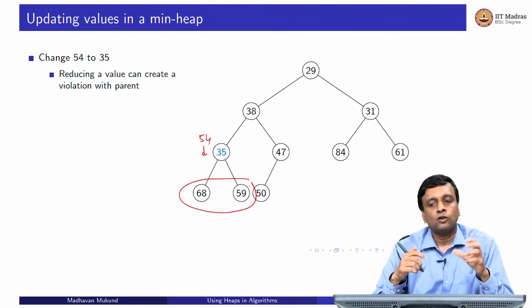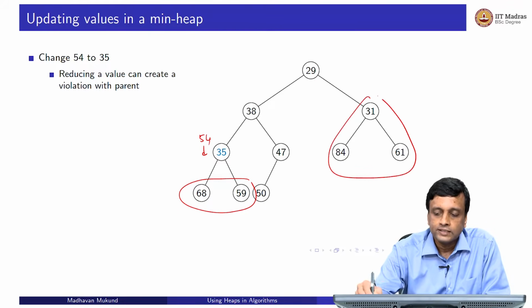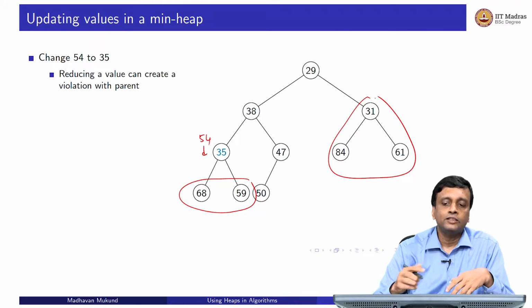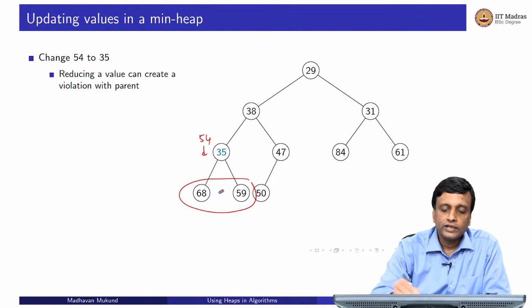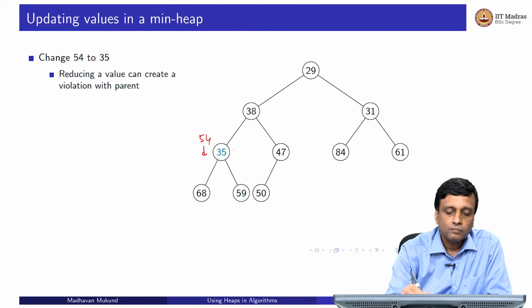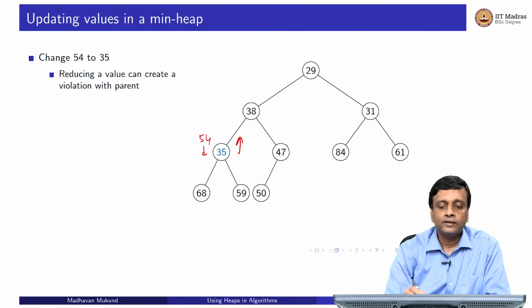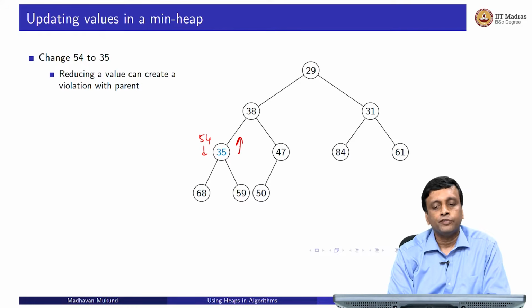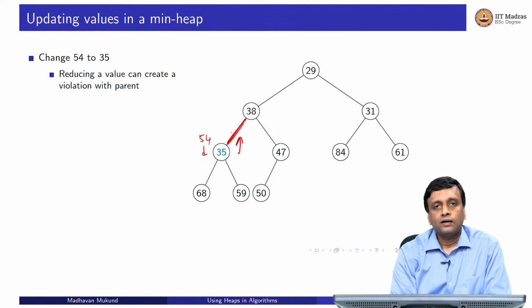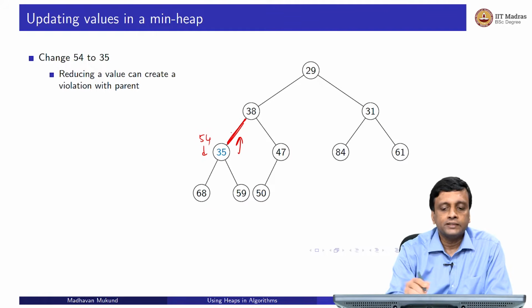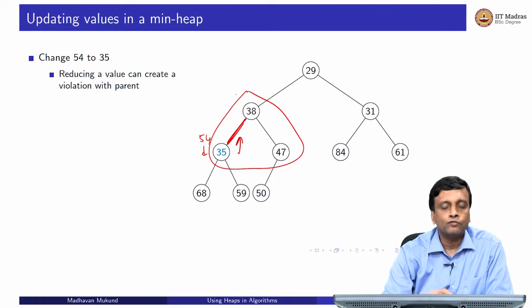Remember, the heap properties are all local. I only have to look at a node and its children, and then inductively it shows that the smallest value must be at the root. So now there is no problem here. But what about here? Earlier 38 was smaller than 54 and 47, but because I have reduced 54 to 35, I have a violation of the heap condition with respect to the parent of the node that I am changing.